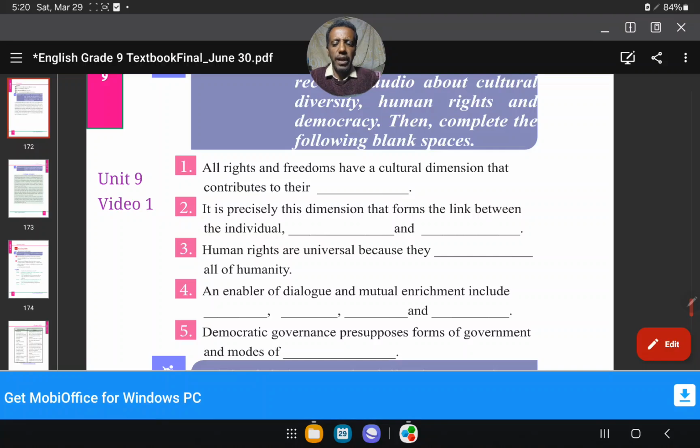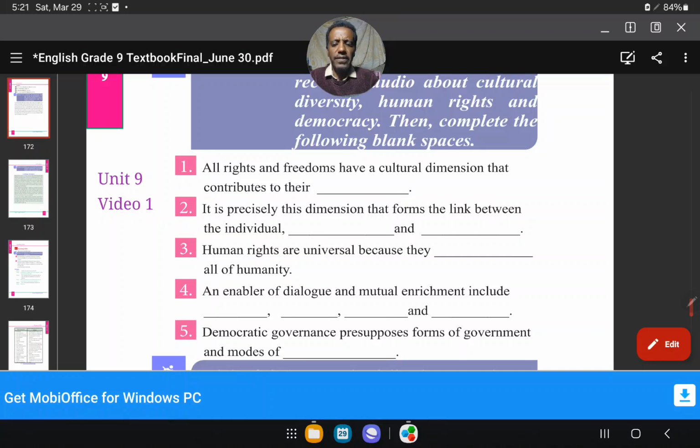Rights and freedoms are not exercised in a vacuum but embedded within social context. What is vacuum? What is embedded? So rights and freedoms are not exercised in a vacuum but are embedded within social context. All rights and freedoms have a cultural dimension that contributes to their effective exercise.